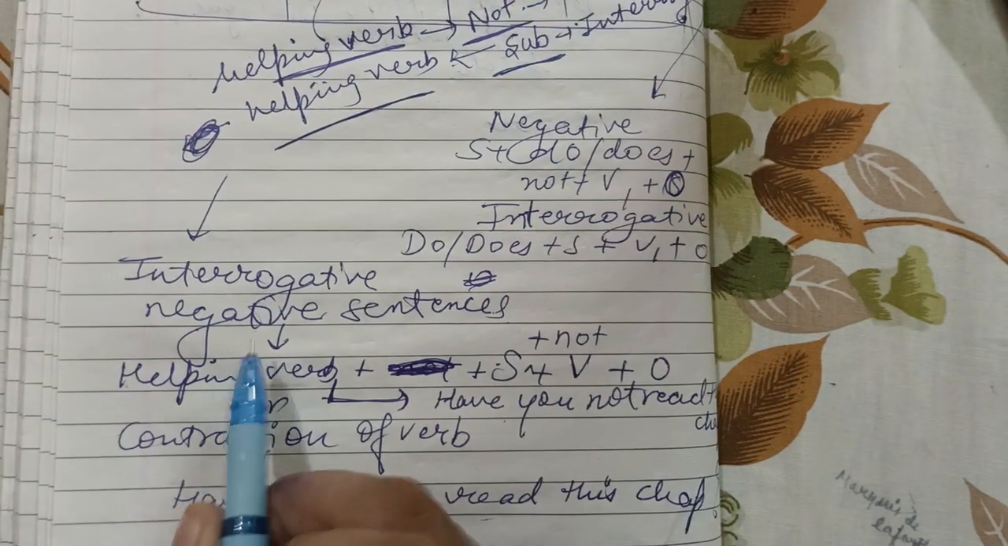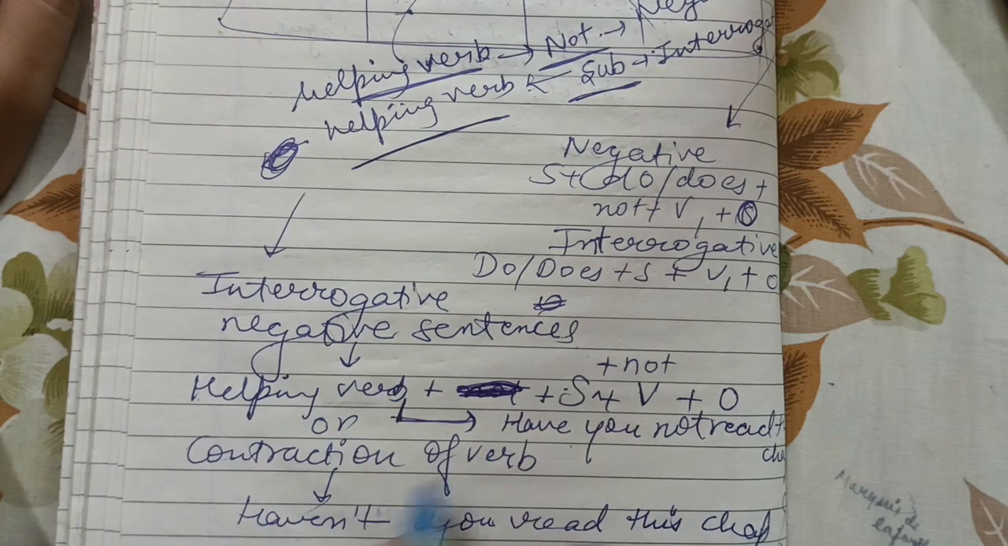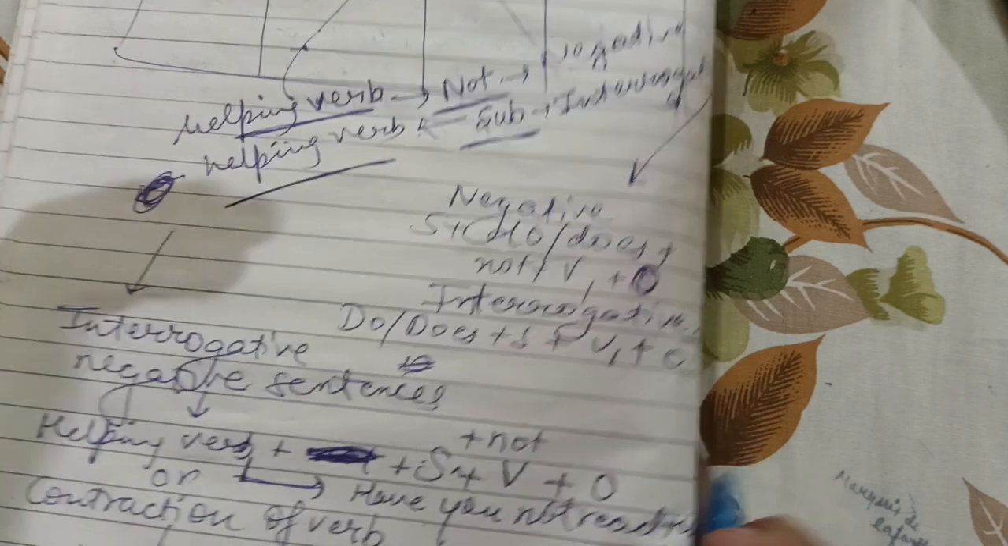See, we need to understand about helping verbs. We need to understand how we can form negative sentences and interrogative sentences, and then finally we will be understanding why and how we can use tenses.